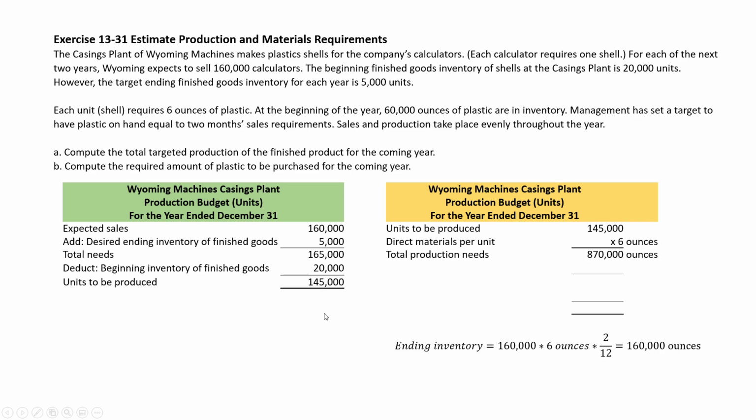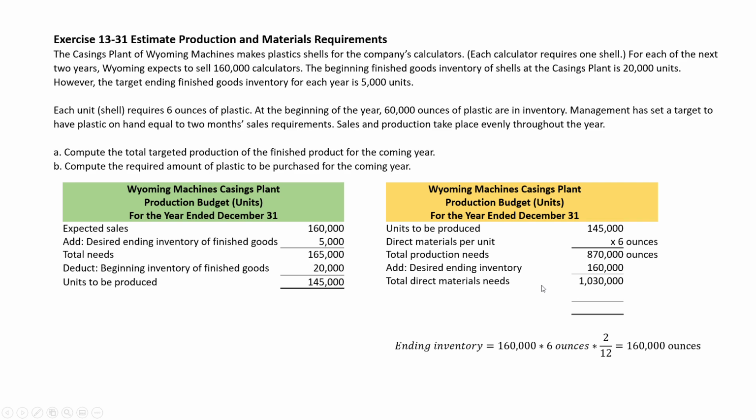So I'm going to start out here and say, remember the annual sales requirement was 160,000 calculators and there's one shell per each one. Each shell requires 6 ounces of plastic, so 160,000 times 6 ounces. You can see I'm multiplying it times 2/12, and that's because 160,000 is a whole entire year. It's 12 months. I only want 2 of those 12 months, and so I only want 160,000 ounces when I multiply this all out. Add the 160,000 ending inventory ounces that I want to the 870,000. And so my total direct material needs altogether to fulfill both is 1,030,000.